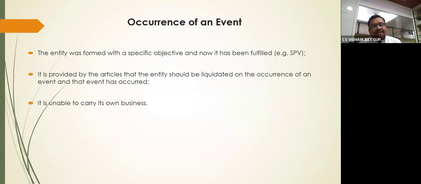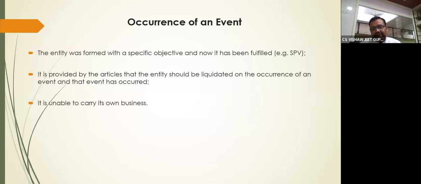Such as an SPV, special purpose vehicle. In many cases, companies have been incorporated as SPVs for taking a tender to construct some bridge or some road construction work or any other construction work. After completion of that, the company is closed. So this is called occurrence of an event: the purpose for which the corporate person was incorporated has now been fulfilled. Now it is to be closed, and for that purpose only a simple majority resolution is required.